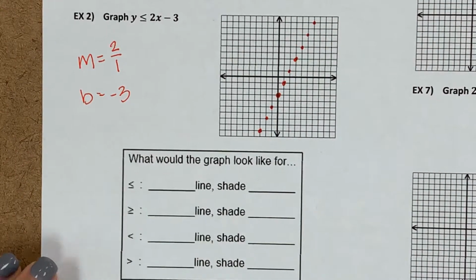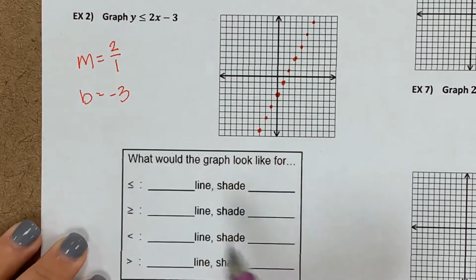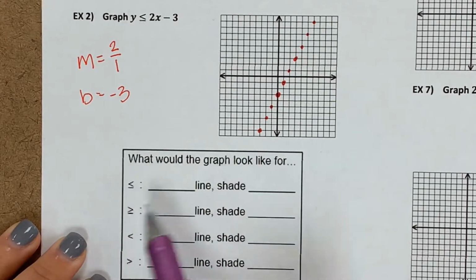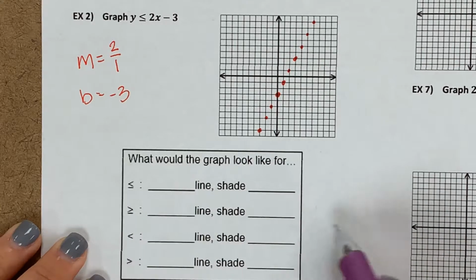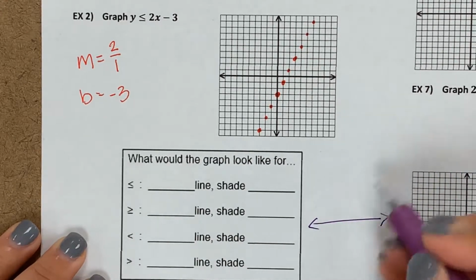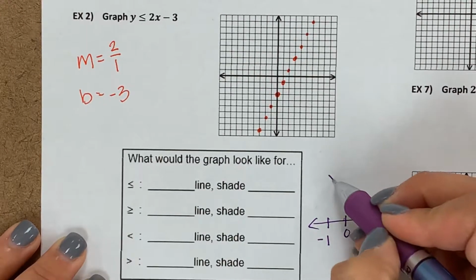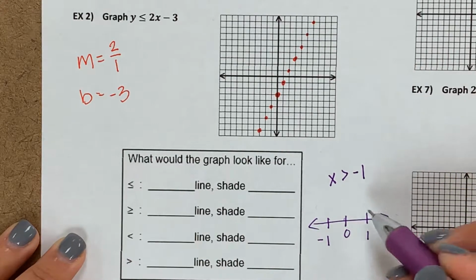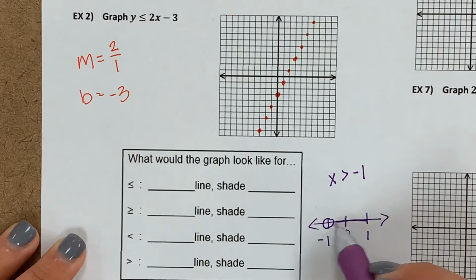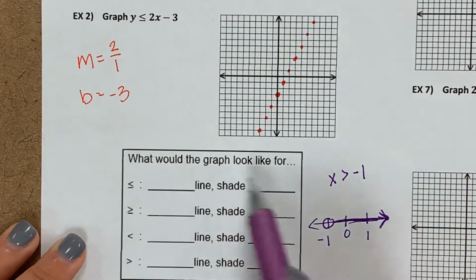This time though, before I actually go through and draw the line, there are some stipulations. That's what this box right here is for. So it's saying what would the graph look like for less than or equal to. So if you think about 8th grade, you had a number line, so 0, 1, negative 1. And if I told you to shade x is greater than negative 1, you would have an open circle here and you would shade the graph this way. We're going to use this concept to understand our shading.